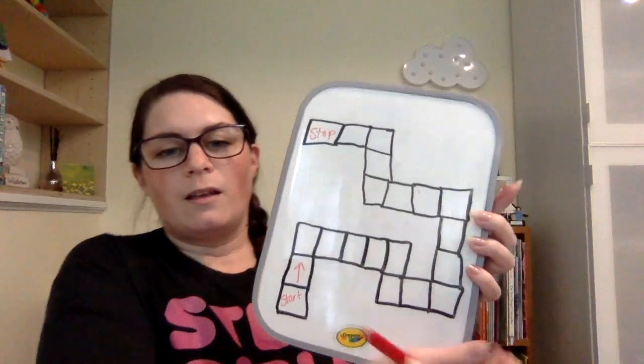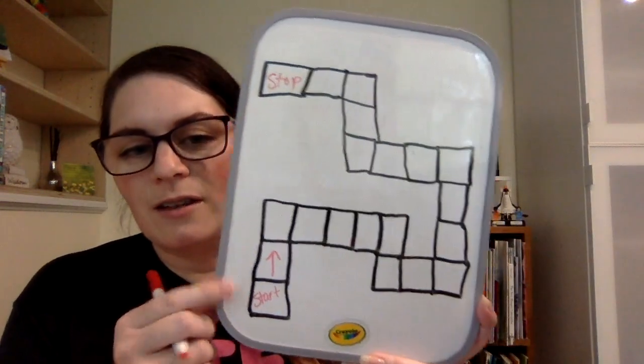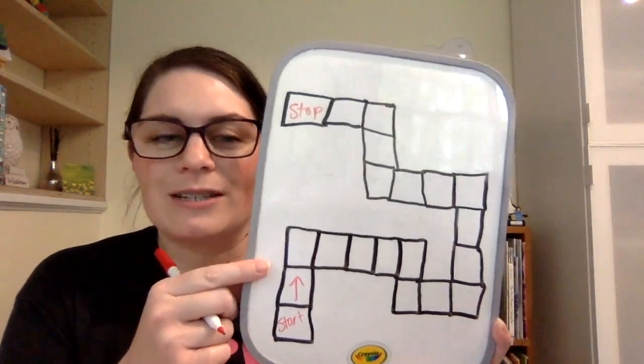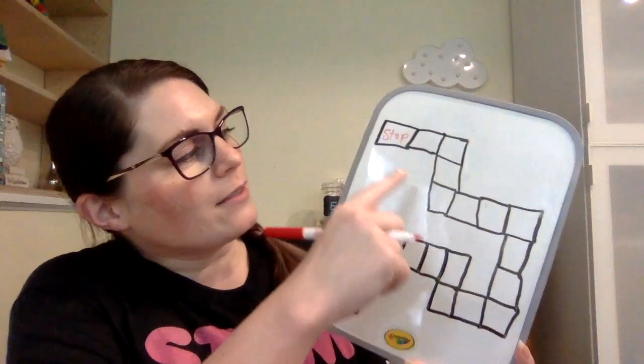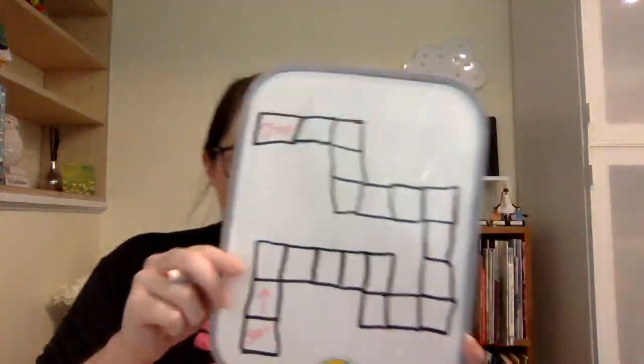And now I'm going to go and label the end, or where to stop. And stop signs are red, so it makes sense I would use a red marker. So I'm going to say stop right here at the end. Okay, so I have a start, and I have one direction that I've decided to use so far, and then I have a stop.